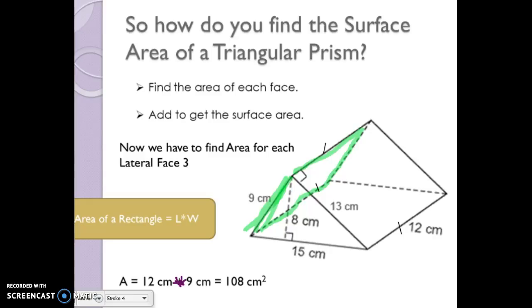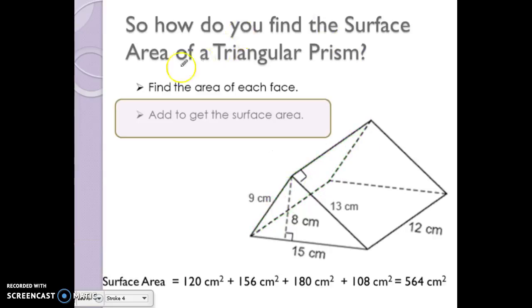So now we found the area of each of our faces, the 2 triangle bases and the 3 lateral faces. So we're going to add them all together. 120 centimeters squared plus 156 centimeters squared plus 180 centimeters squared plus 108 centimeters squared equals 564 centimeters squared. So the same rule that we used before: for any 3-dimensional figure, if you can find the area of each of its faces for all polyhedra and add them together, you get the total surface area.